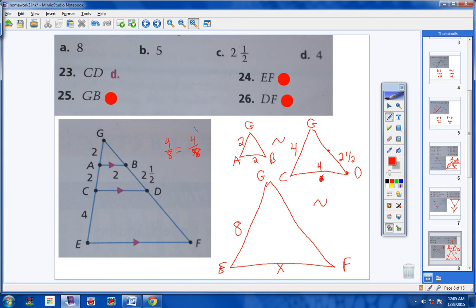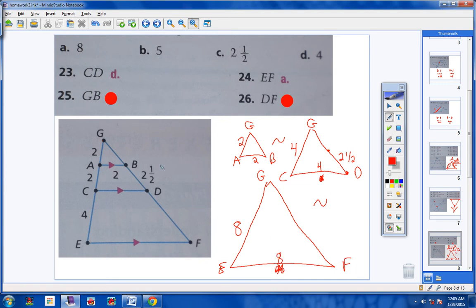If you want to work it out, you can. 4 times 8 is 32. 4 times x is 4x. Divide both sides by 4, and x equals 8. The answer to 24 would be 8, which should be letter A. Let's fill that in so we have that information. So now we know this is a length of 8.